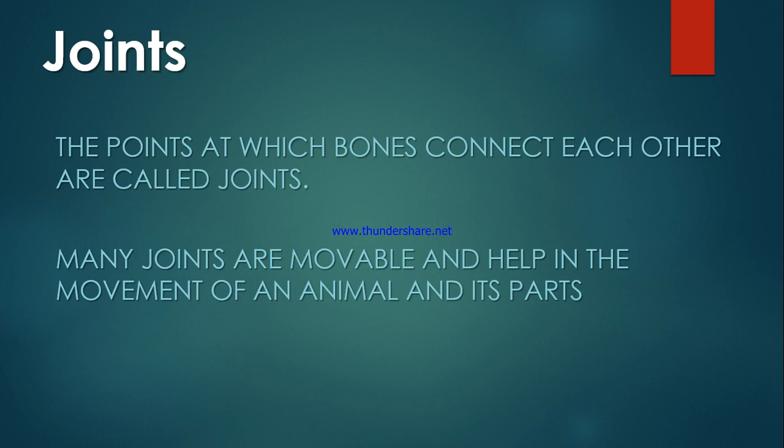Naturally, animals' bones have joints, because joints increase the mobility of the body. They help in movement, bending, stretching, along with the help of muscles. Many joints are movable and help in the movement of an animal and its body parts.